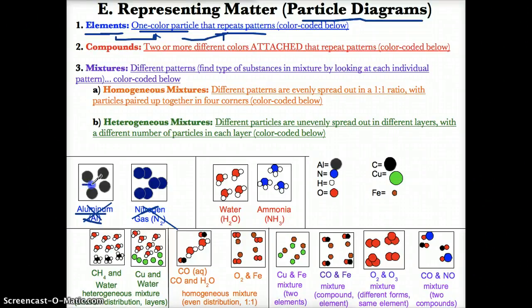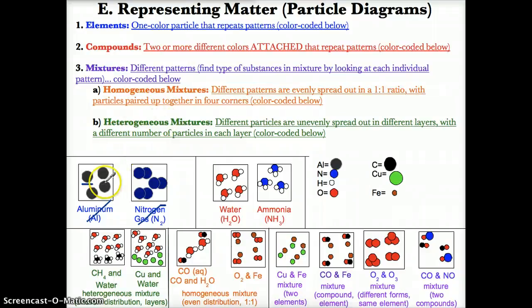So let's practice that. For this first example, by the way, you should have crossed these out. The only unique pattern is one gray circle. First of all, I see that this has to be a pure substance because everything looks exactly the same. So it's either an element or a compound. So from there, let's narrow it down even further. Now that I've underlined the pattern and established it's a substance, let's figure out which one it is.